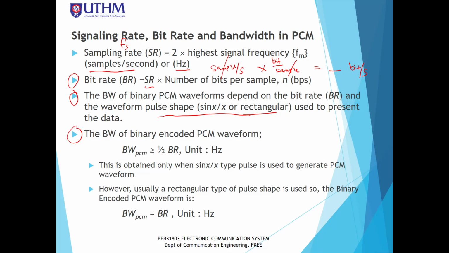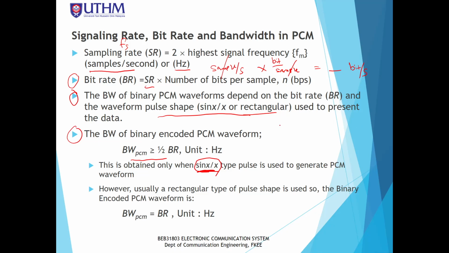The first one, if we use a sinc function, okay, to generate the PCM waveform. So that means we use a sinc function of pulse during the sampling process. Remember the sampling process, we multiply the input with another signal, with a pulse signal. So if the pulse is in the form of sinc function, that means we're going to produce bandwidth equal to half of the bit rate. Okay, so the minimum bandwidth would be half of the bit rate.